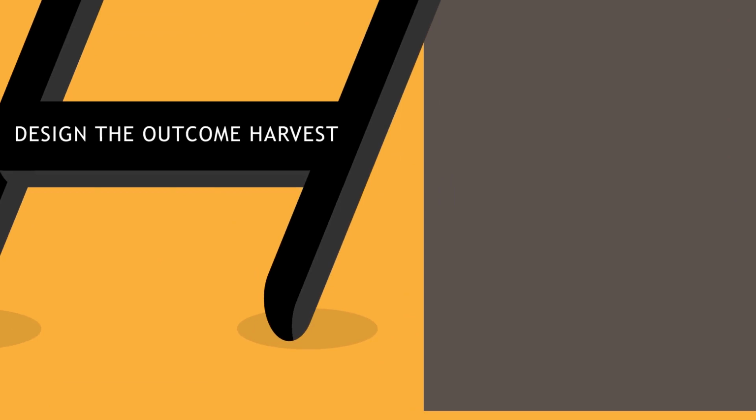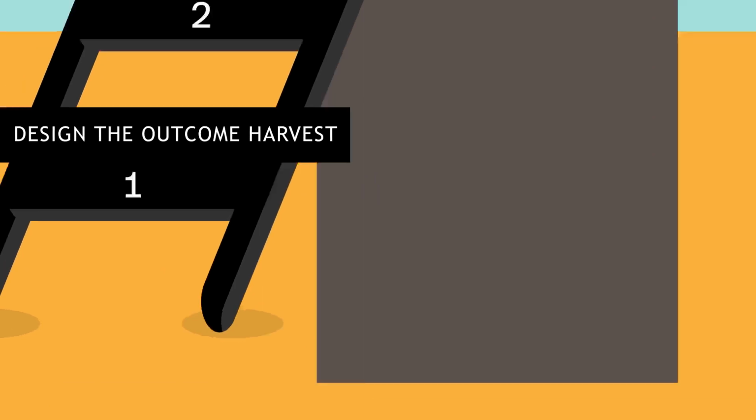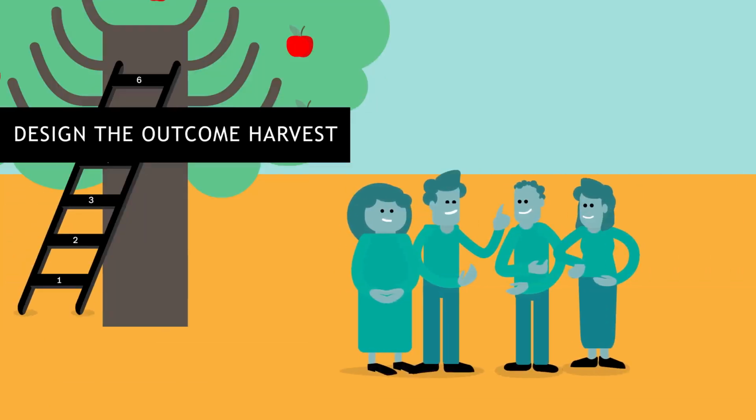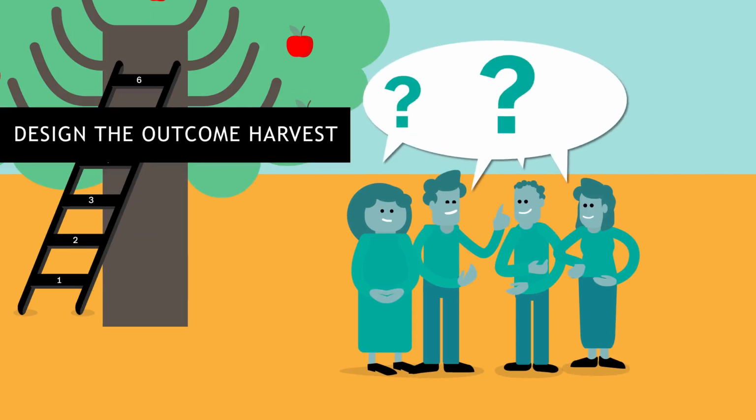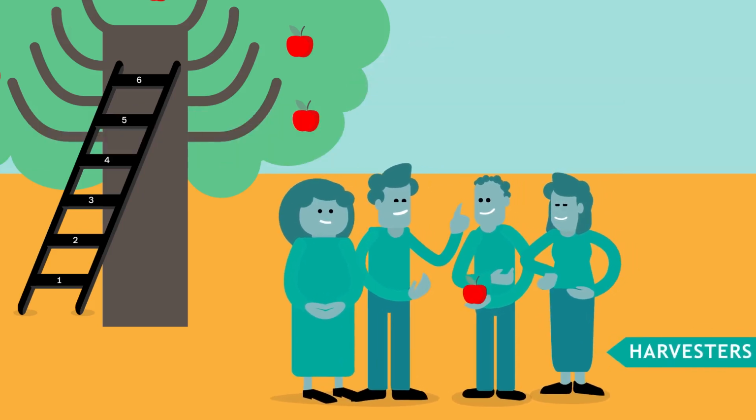The first step is the design of the outcome harvest, where the scope of the harvest is defined and monitoring or evaluation questions are formulated to guide the process. During the design step, roles are defined: who should engage in the process, when and where.